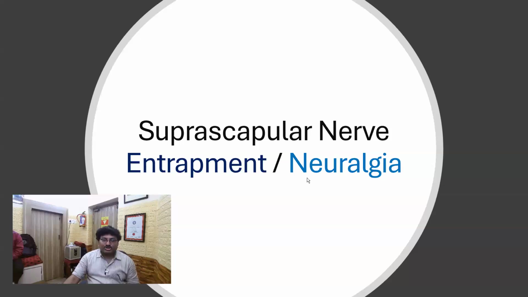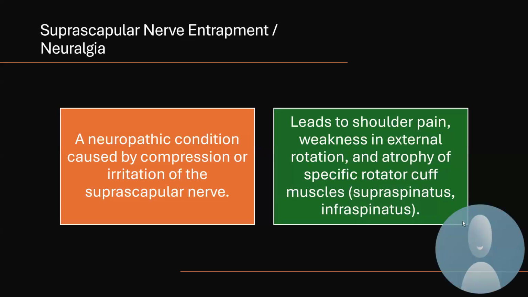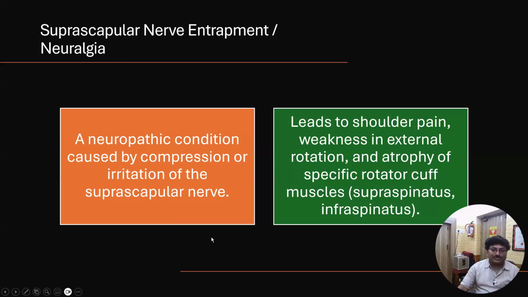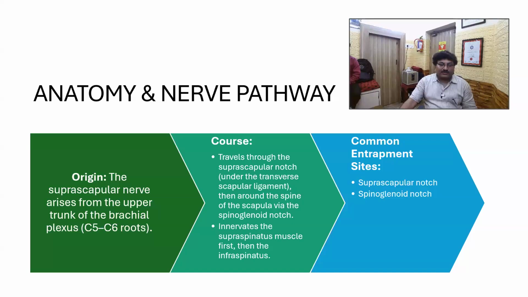Next, coming to the suprascapular nerve impingement or neuralgia. So I think now you have already understood where the suprascapular nerve is. It is basically a neuropathic condition which leads to the shoulder pain, and sometimes it can cause weakness, especially to the external rotators like the teres minor and the infraspinatus, sometimes the supraspinatus as well, because both are supplied by the suprascapular nerve.